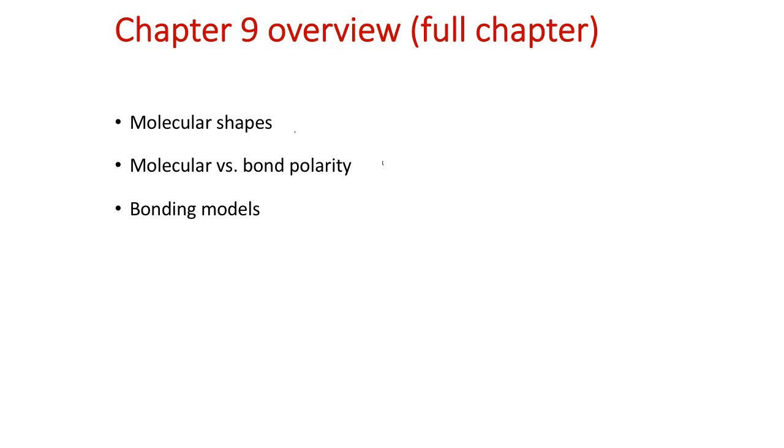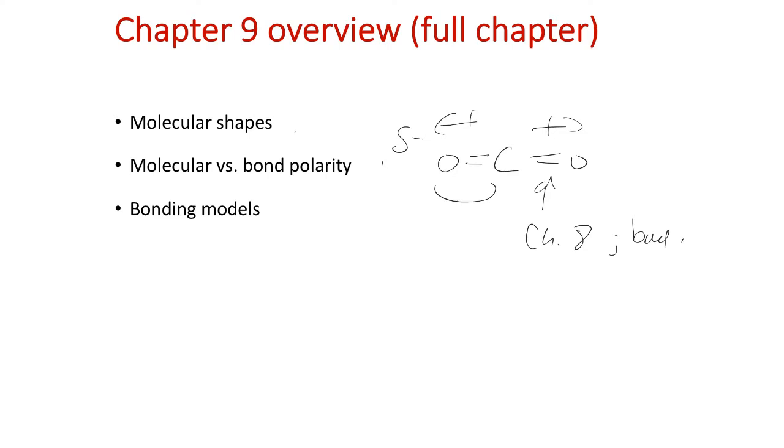Chapter 8, bond polarity would be like this, for the molecule CO2. You have CO2, and you would look at this bond and say, I know the C-O bond is polar because the atoms have different electronegativities, and O is a really electronegative atom. So we definitely know from chapter 8 that we have polar bonds. So in chapter 9, we need to figure out why it is that the molecule is nonpolar.